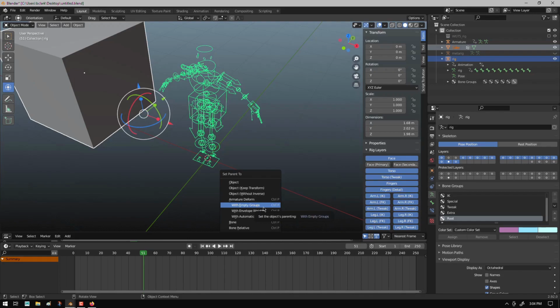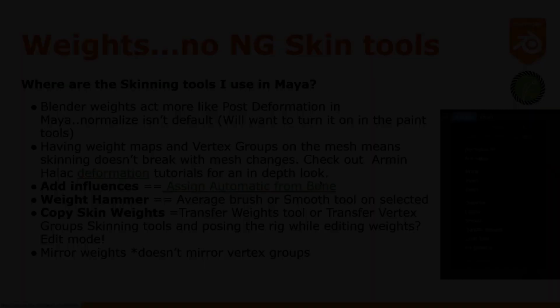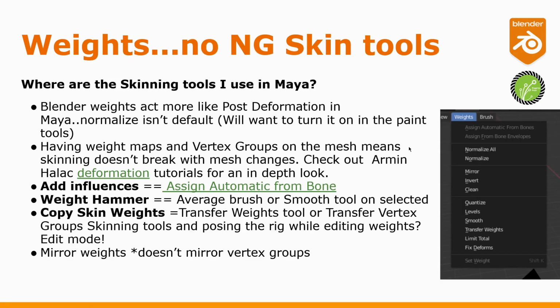So it'll create the groups, but it won't weight anything, basically adding them with locked influences in Maya. I can do envelope weights, so if I was to actually use the bone length envelope information, or I can do automatic weights, which just handles vertex groups. Where are my skinning tools? I'm not going to go through all these tools.